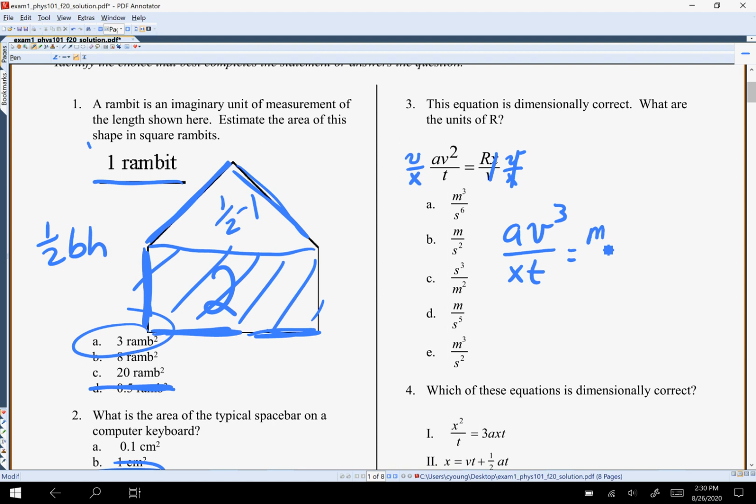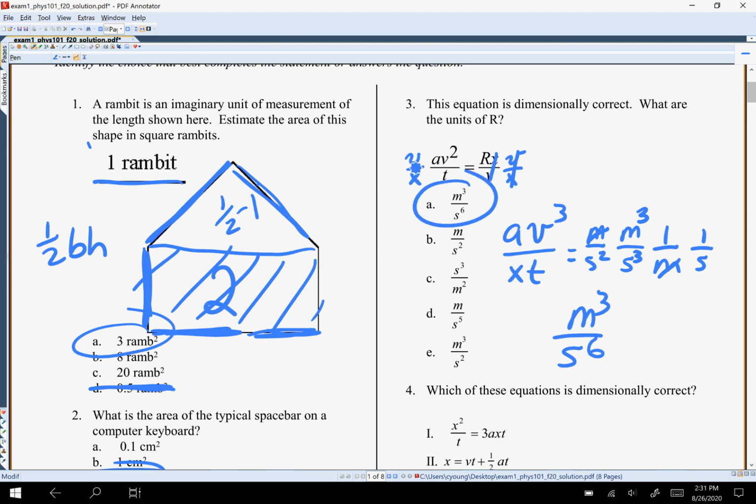A is meters per second squared. V is meters per second, but it's cubed. And then I have 1 over meters and 1 over t, or 1 over seconds. And so I get rid of one of these meters, and I'm left with meters cubed over seconds to the 6th. Where's that? A is number 3.